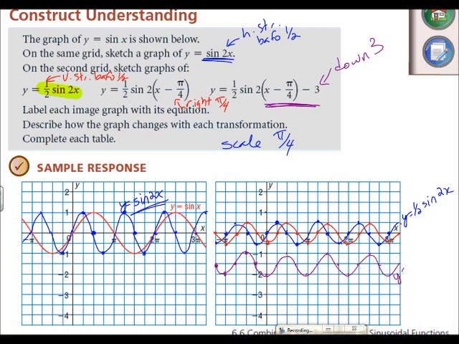Label your graphs so you know which one's which. y equals 1/2 sine of 2 bracket x minus pi over 4, minus 3. I didn't label the red one, so I better do that. That was y equals 1/2 sine 2 bracket x minus pi over 4. Notice that it's always double bracketed here. As soon as we bring in the translation, that's really where the double brackets come in.